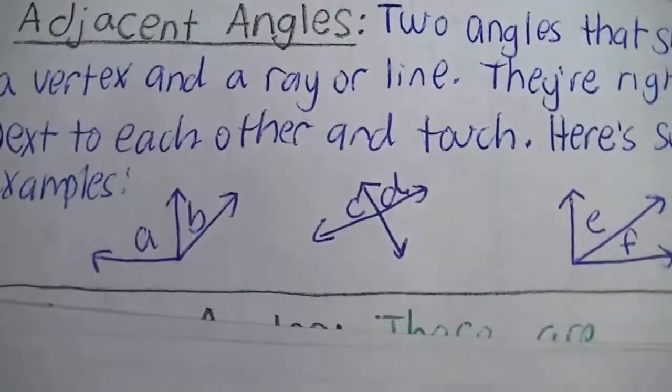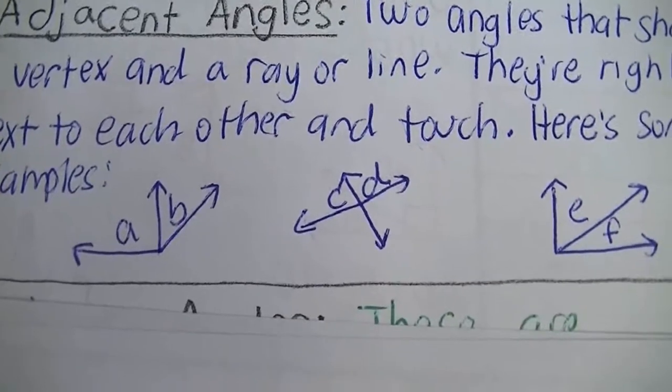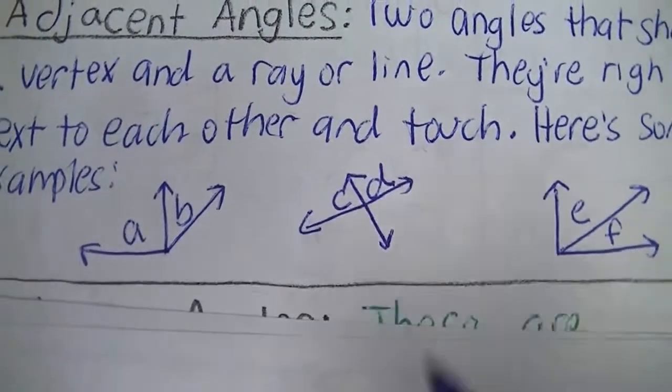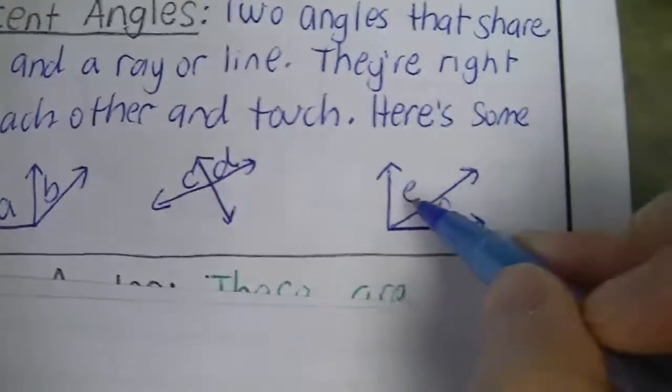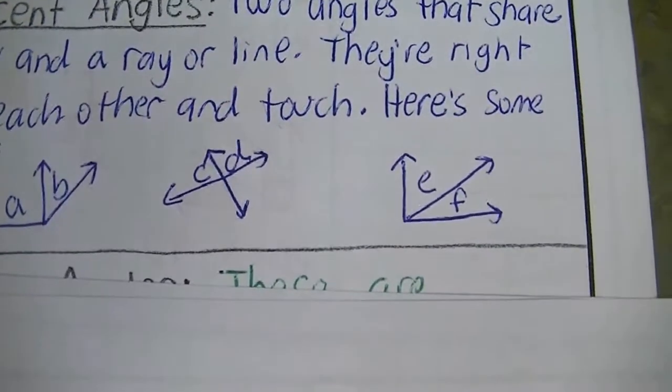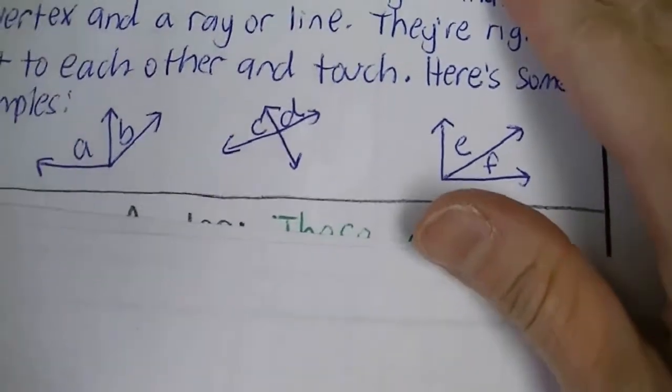Next example is angles C and D. Those are adjacent. See that they're right next to each other, okay? They share that line right there. Angle E and F, those are also adjacent. They're just right next to each other, okay?